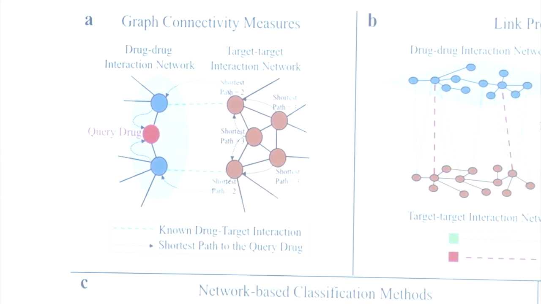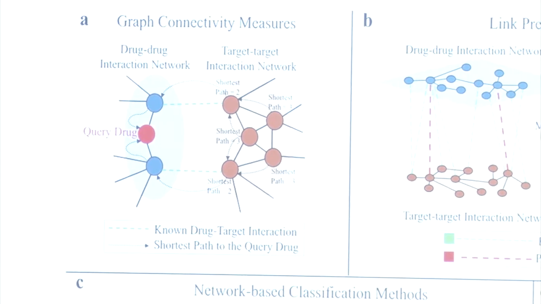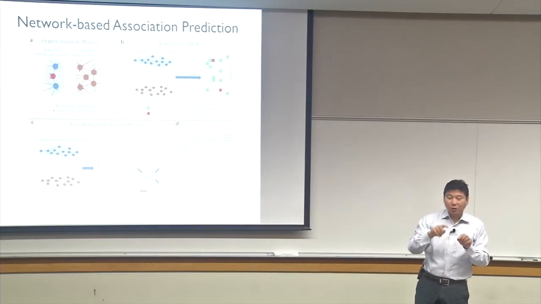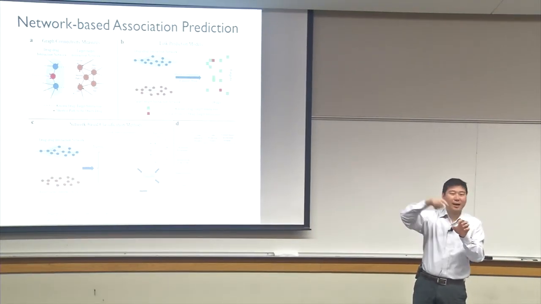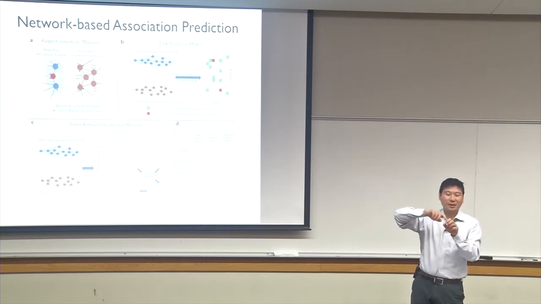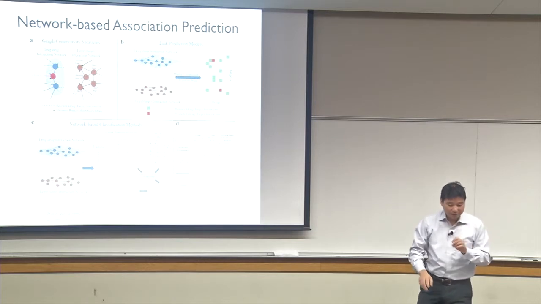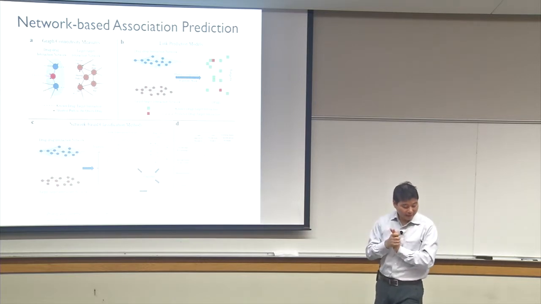The way it works is that you can try to connect a JOC and a gene, right? And then you can calculate the shortest path going from one JOC to a gene. If the shortest path is very short, that means there might be an immediate impact, right? Which means this JOC might be effective for treating this gene. Okay, so these are simple methods using graph connectivity.